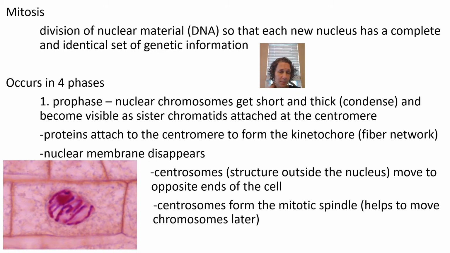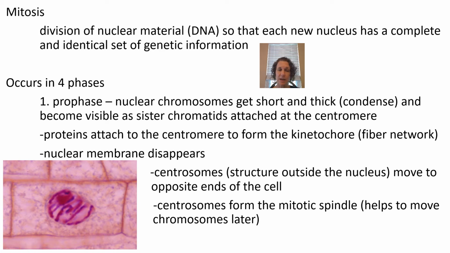They become visible as sister chromatids, and they're attached at their centromere, so that you see the two sides. Okay, so one for mom, one for dad, the pairs of each other. Then proteins come in and they attach to the centromere, to the middle of the X, and they attach it to what is called the kinetochore, and this is a fiber network. It's going to pull things apart.